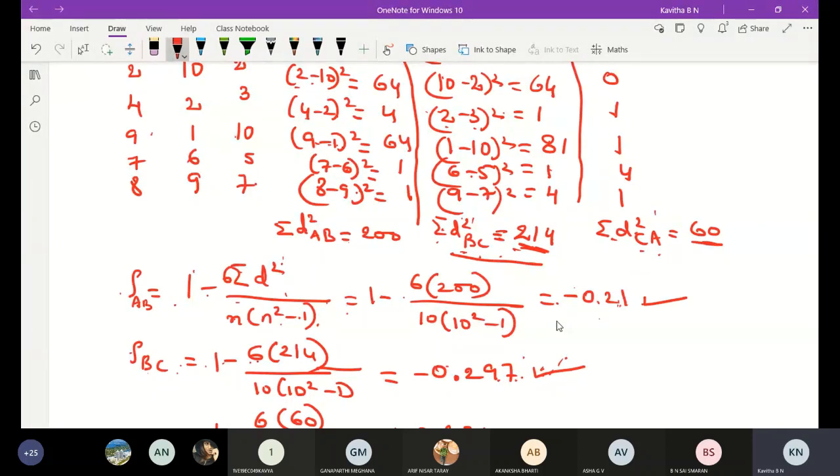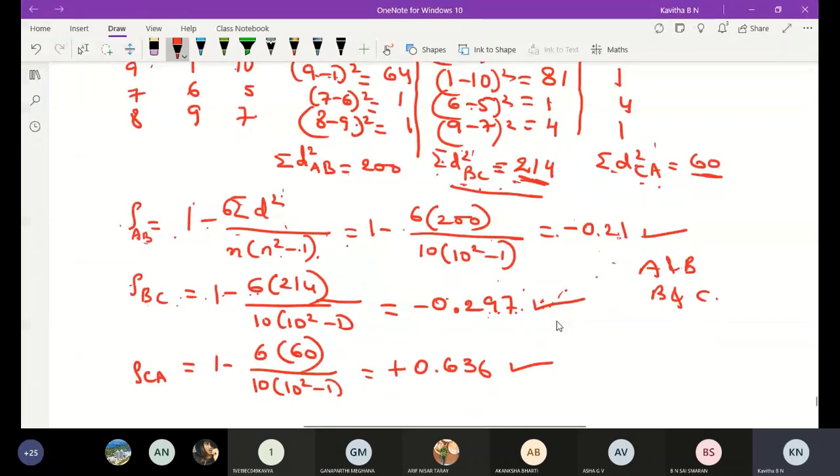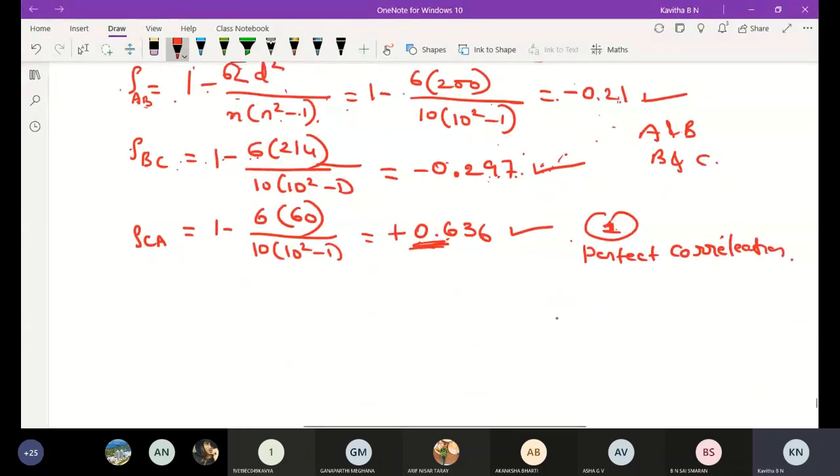Okay, observe here, rank of AB is negative, rank of BC is also negative, means opposite. A and B and B and C have opposite tastes, but rank of CA is positive, 0.636, approximately we are writing 1. Okay. Then this is perfect matching, perfect correlation. Okay. Then write the statement here.